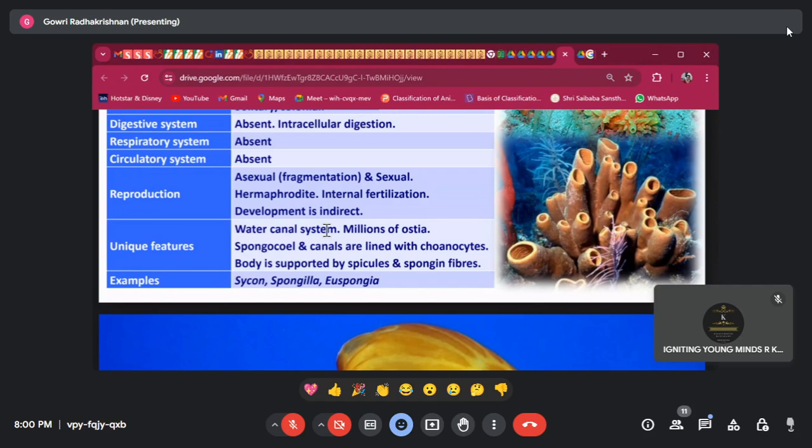And then unique: what is a unique feature of this phylum? Water canal system. That is millions of ostia, that is a pore, a minute hole. Spongiocele and canals are lined with choanocytes. Body is supported by spicules and spongin fibers. That is a unique system.